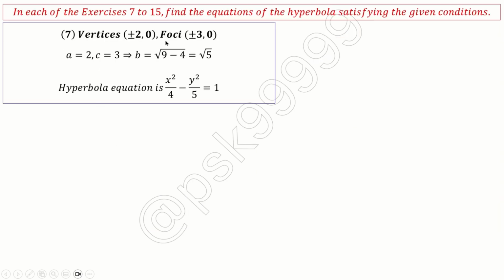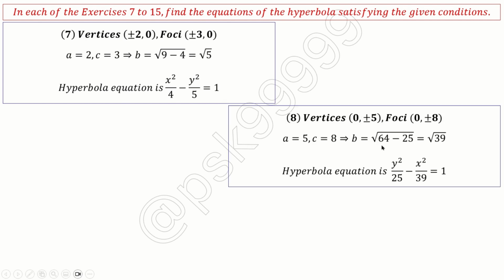Okay. So next, vertices and foci are given. Construct the hyperbola equation. The vertices start with the x coordinate, right? Which means it is of the form x square by a square minus y square by b square equal to 1, and the vertices are plus or minus a comma 0. So a equal to 2. Then focus gives c equal to 3. From this I can derive my b, which is square root of 5. So my hyperbola equation is x square by 4 minus y square by 5 equal to 1.